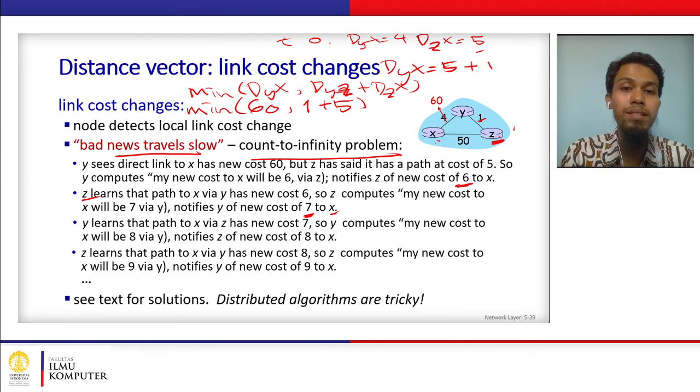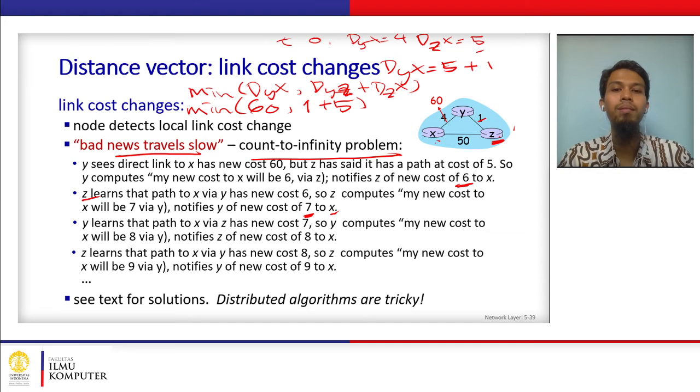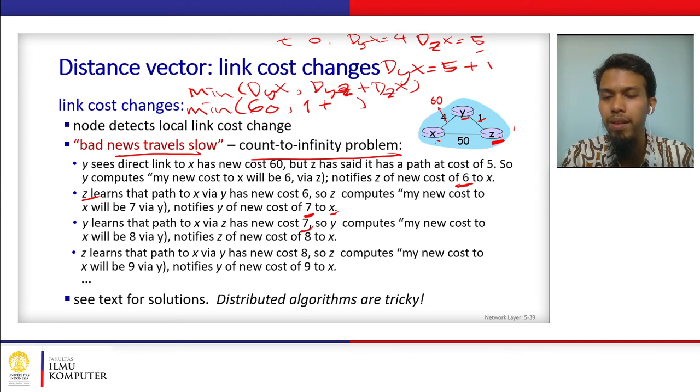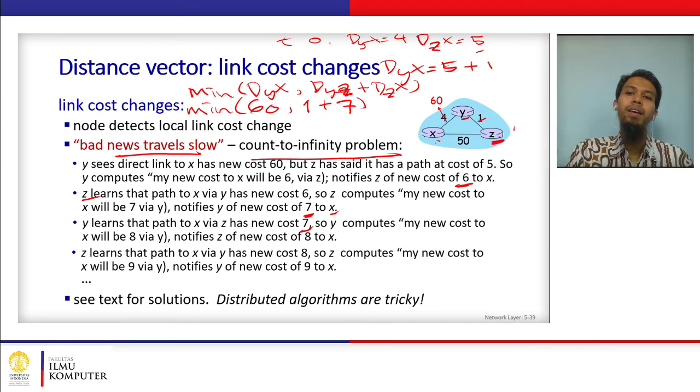Now since z updates its own distance vector, it notifies the change to its neighbors. In the next iteration, y receives these updates from z. So it knows that the new cost from z to x becomes 7. Taking the same mechanism as before, we simply update this to 7, and then y updates its own distance vector from y to x to become 8.